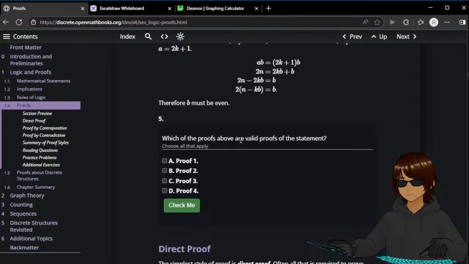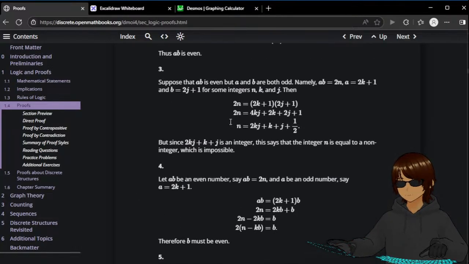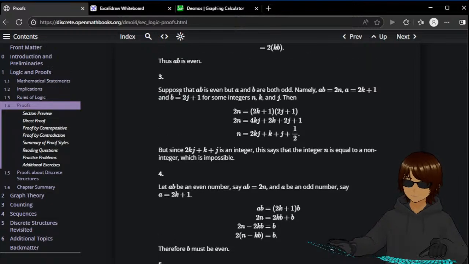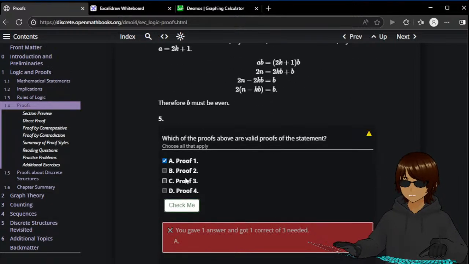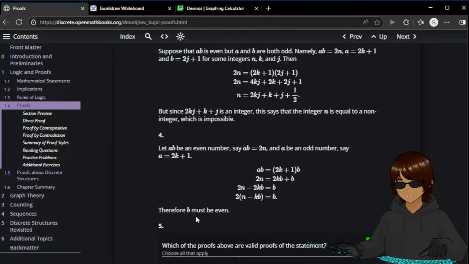Which of the proofs above are valid proofs of the statement? Proof 1. Oh, we need to select multiple. Proof 2 is not valid. Proof 4: let AB be an even number. Say AB is 2n. Proof 3 is valid. Proof 2 is not valid.